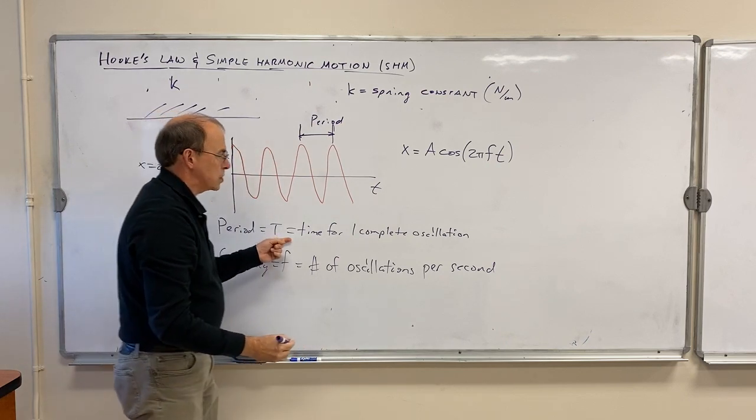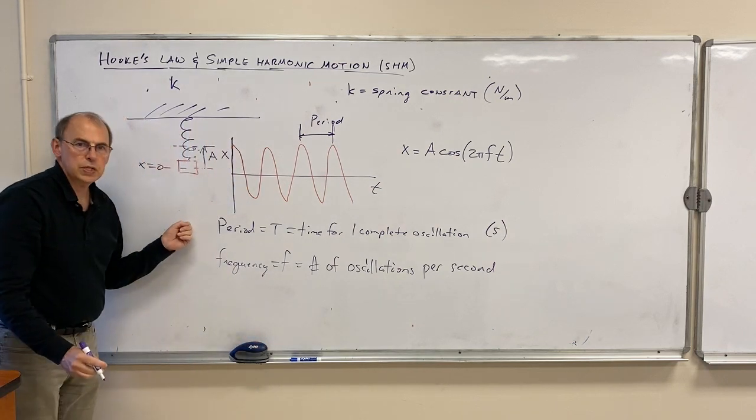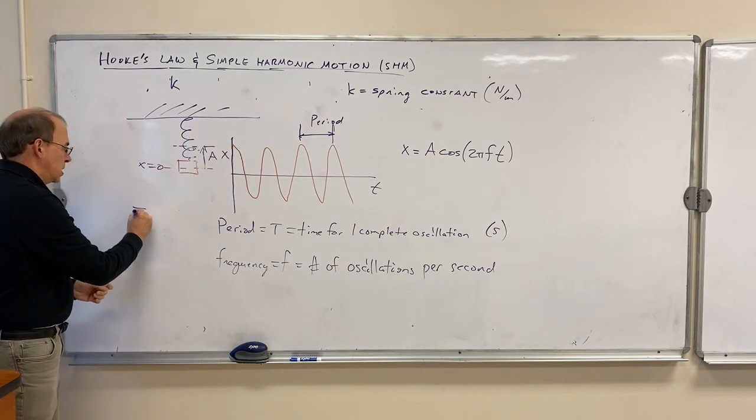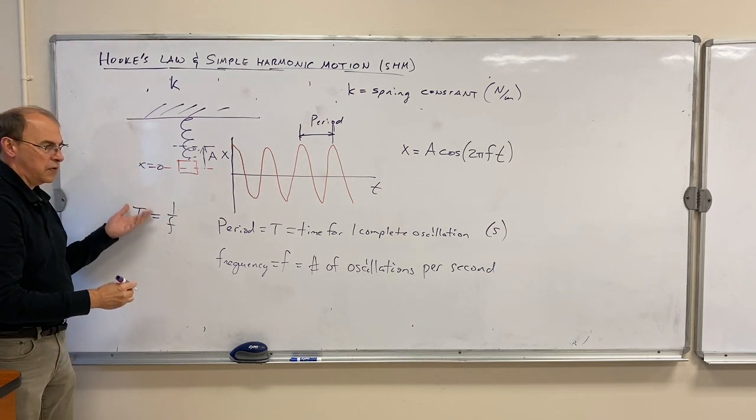I'll show you the units. Period T is a time, so its units are seconds. These are just reciprocals of each other. The period T and the frequency f are just reciprocals. T is 1 over f, f is 1 over T.